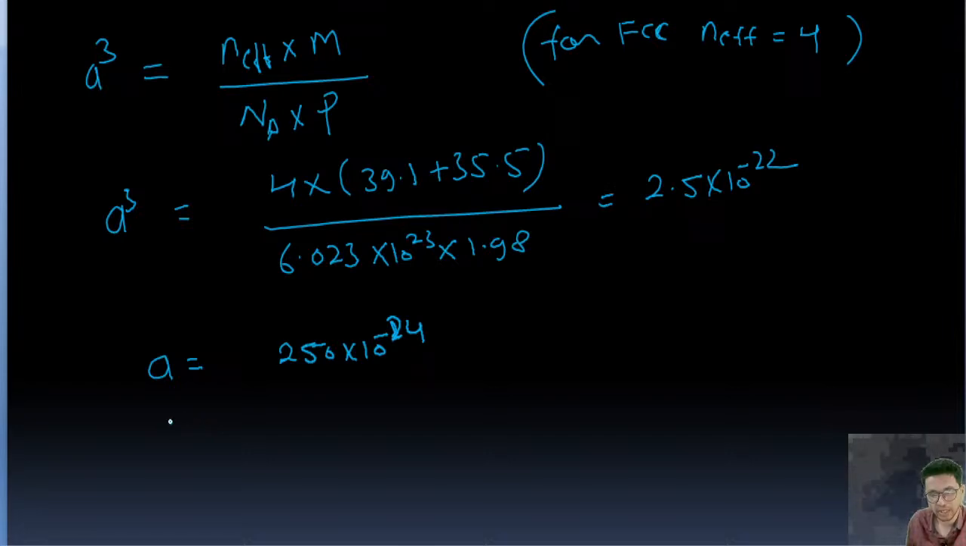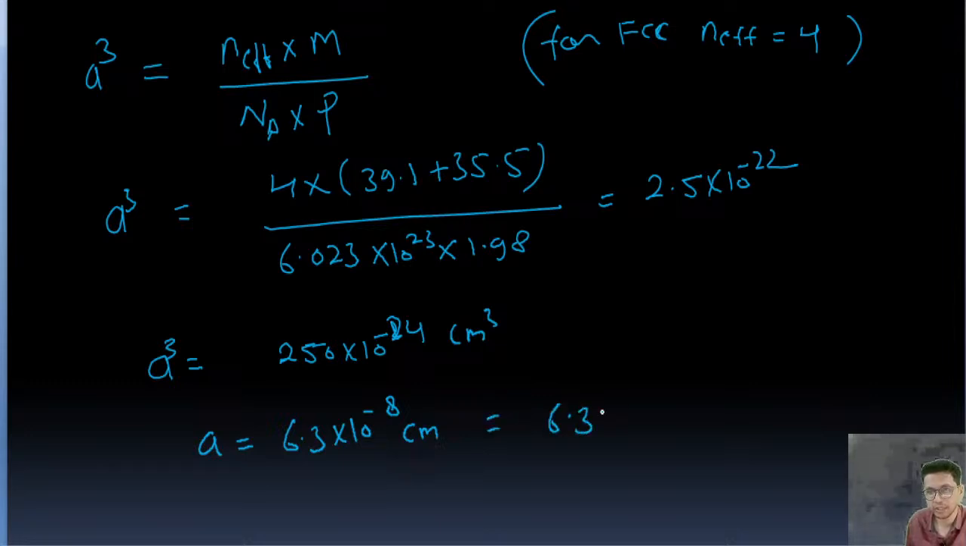So from here, this is A cube, right? From here, the value of A is going to be 6.3 into 10 to the power minus 8 centimeter, or we can write 6.3 angstrom.